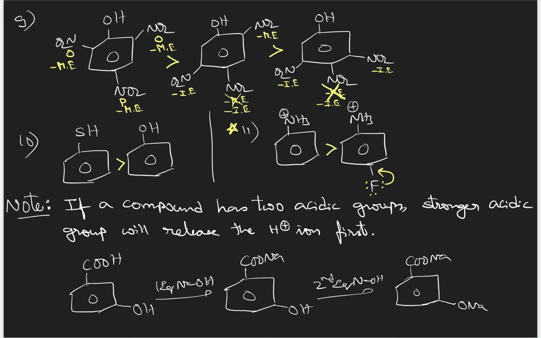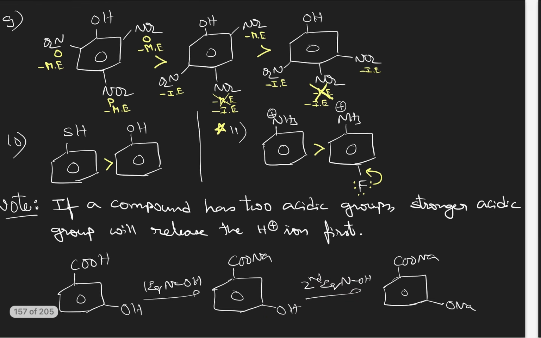And then coming to some fact based concepts. If a compound has two acidic groups, the stronger acidic group will release the H plus ion first. You see the example, COOH and OH groups are there. COOH is the more acidic group, therefore this will release the H plus ion with the one equivalent of NaOH given. So this will form the salt. And if any more NaOH is provided, then only the second acidic group will react. If this is not provided, then OH will be present as it is in the final product.